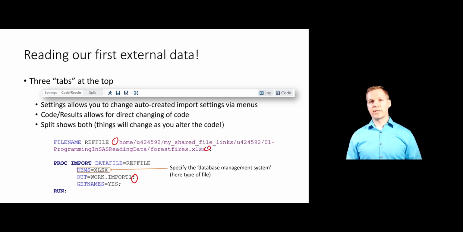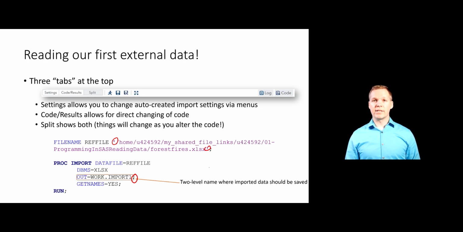SAS automatically determines that based off of the file extension, so it's saying that this is a newer version of an Excel file. And then it says, well, where do I want to output this data? We're trying to read raw data into SAS, so we're creating a SAS dataset. SAS datasets get stored in SAS libraries. By default, this puts the dataset that we're creating in the work library in a dataset called import or import one or import two, depending on how many datasets you've imported.